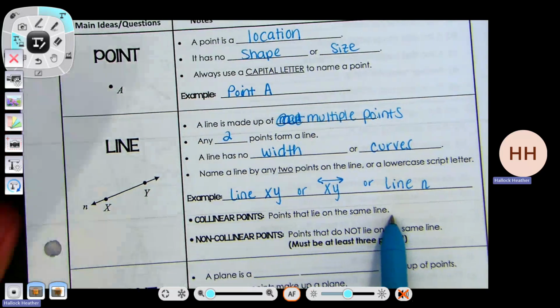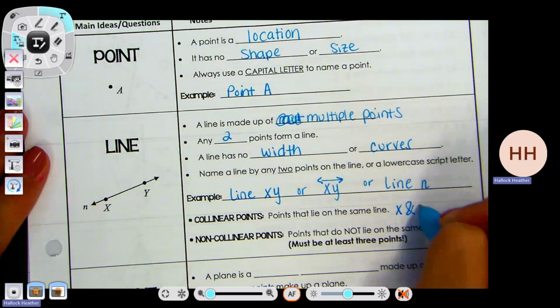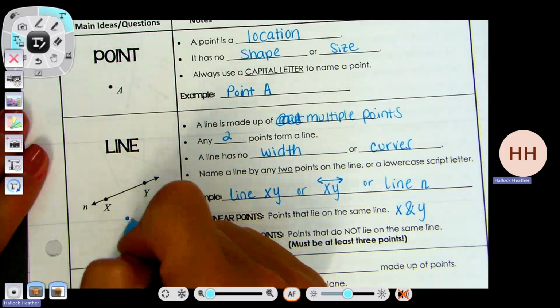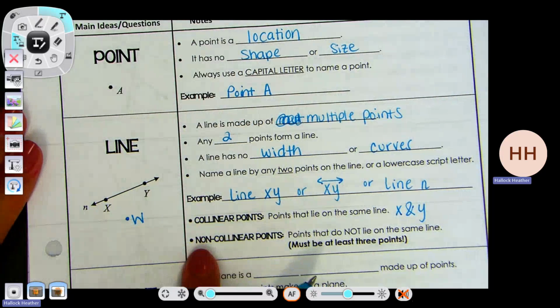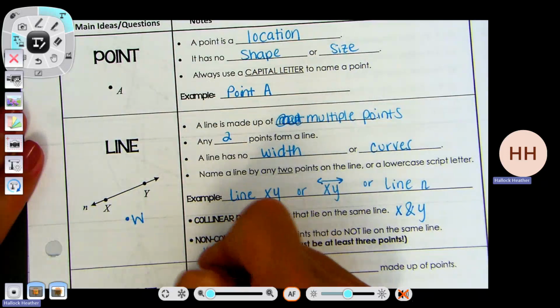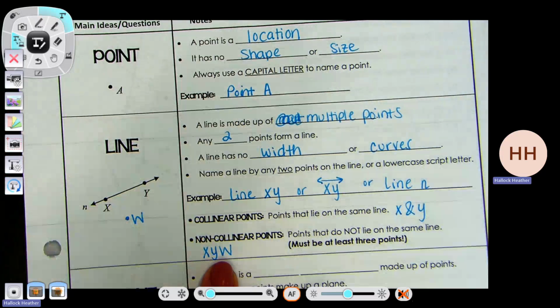So which 2 points are on the same line? X and Y. Okay, so let's put X and Y. And then we're going to add a little letter to our picture. So let's add a W. Why not? So I have point W, it's not on the line. That would be an example of non-collinear points. X and Y are technically collinear, but if I add in W, X, Y, and W are non-collinear because W is not on the line. He's just chilling off to the side.